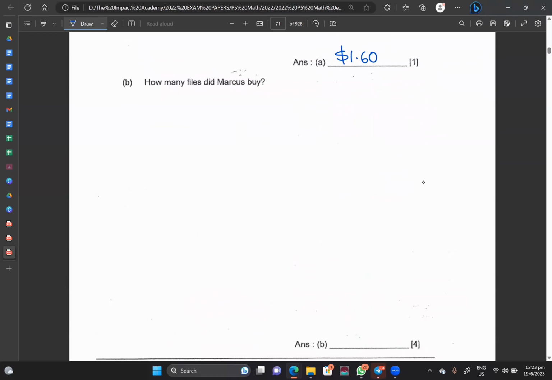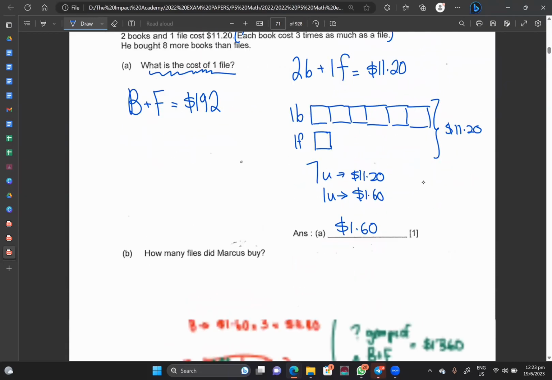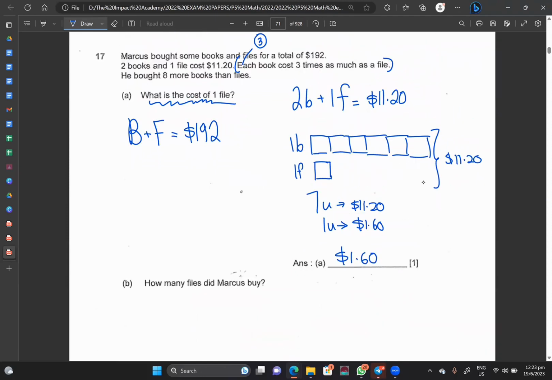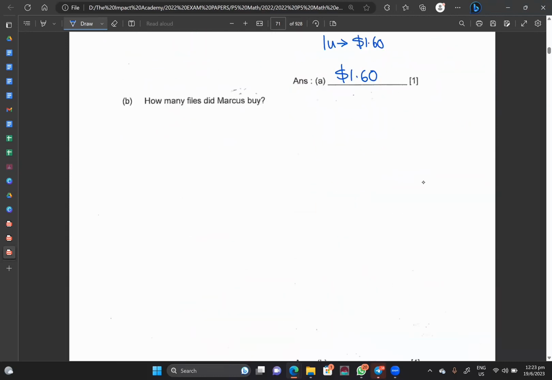Question number 2, part B. How many files did Marcus buy? So in the question, we saw that he bought 8 more books than files. Okay, so this is a very important piece of information. We know that for books, it is 8 more than files. So we have 8 over here. And for files, it is this much.